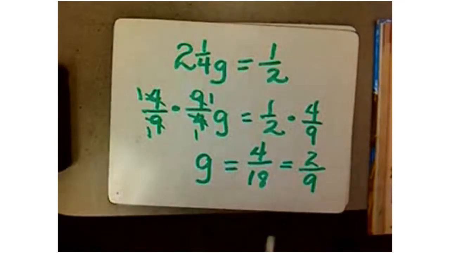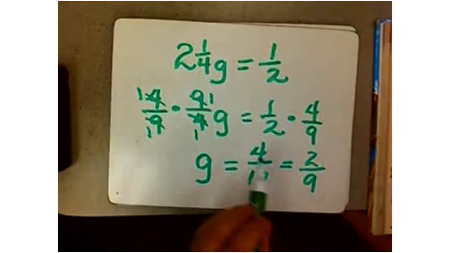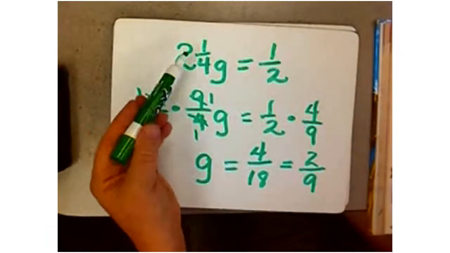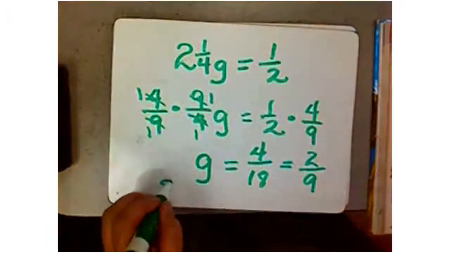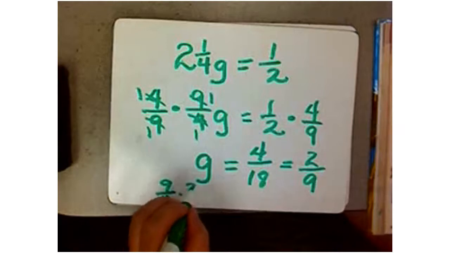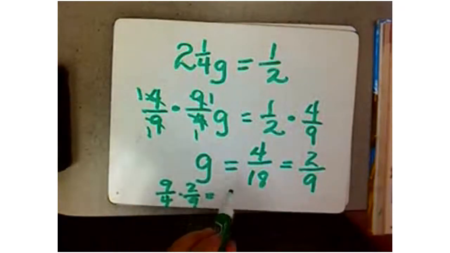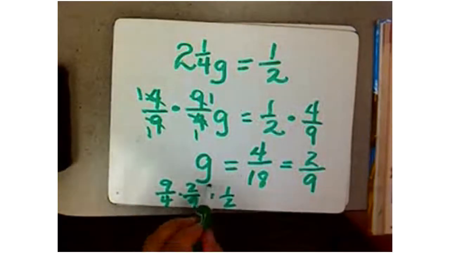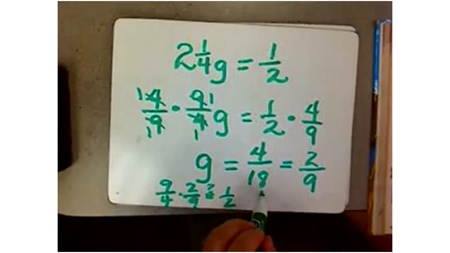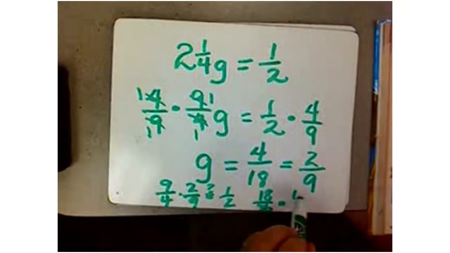So g is 2/9. If you wanted to check your answer, you would plug it back in and say, does 9/4 times 2/9 equal 1/2? Well, 9 times 2 is 18. 4 times 9 is 36. Sure enough, 18 is half of 36.